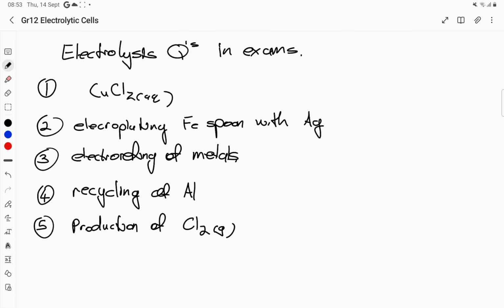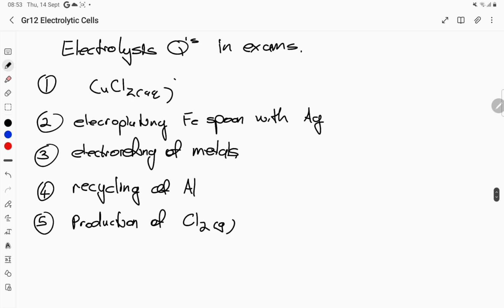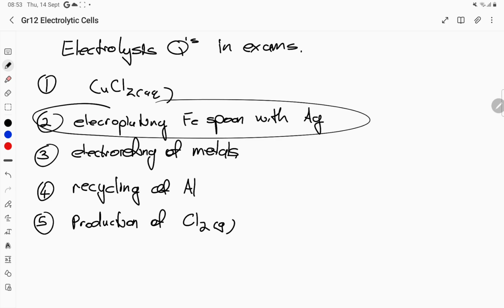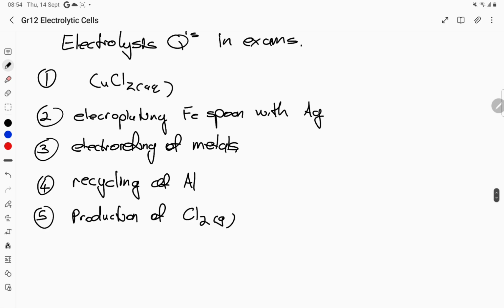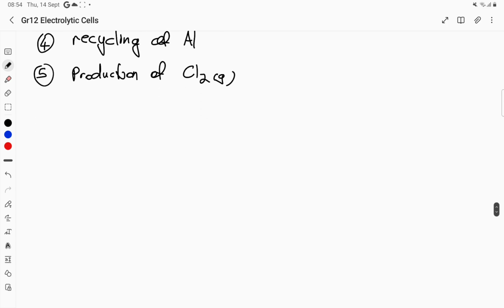Right, so here are some electrolysis questions you can be asked in exams. I'll do all of them and we can take a look at how they work. Let's look at all of them quickly. The electrolysis of a copper chloride solution. We have the electroplating of an iron spoon with silver, electro-refining of metals, purifying metals to a higher percentage, and then there's recycling of aluminium and the production of chlorine gas in the chloralkali industry. So let's start with number one. I'll draw a picture quickly and let's carry on.